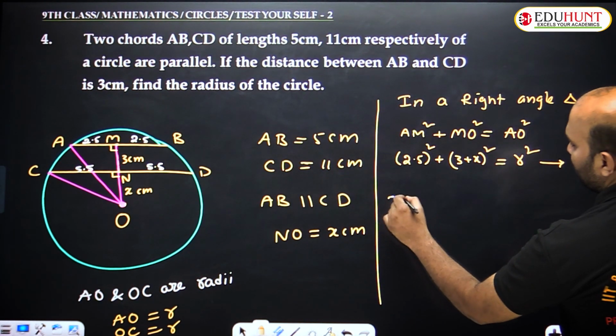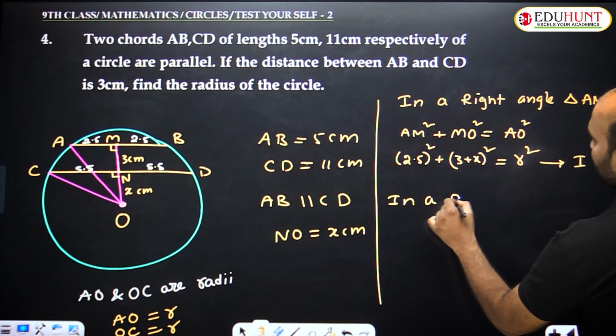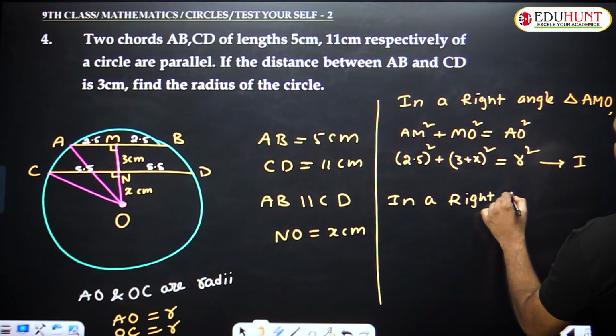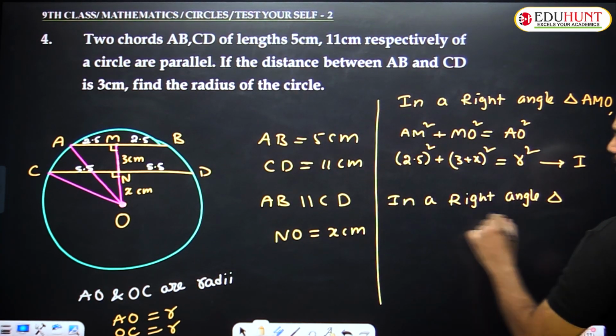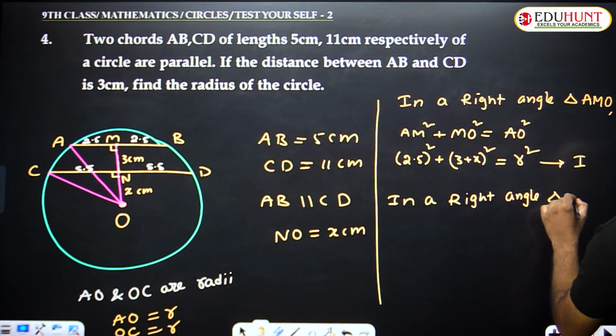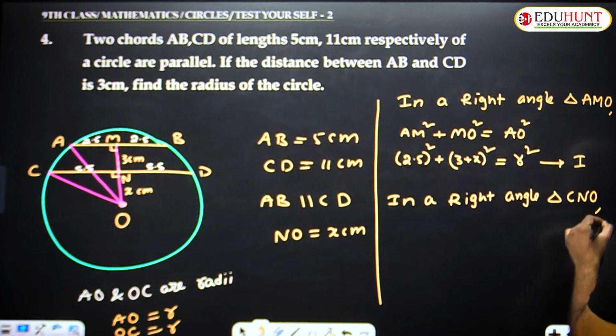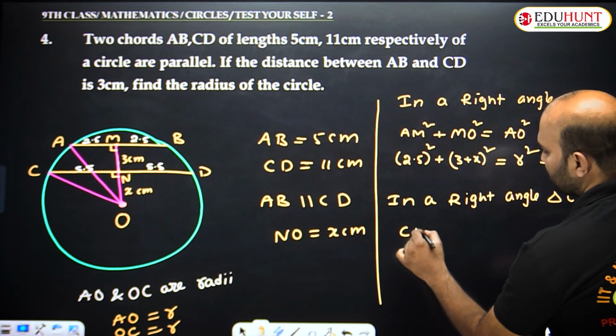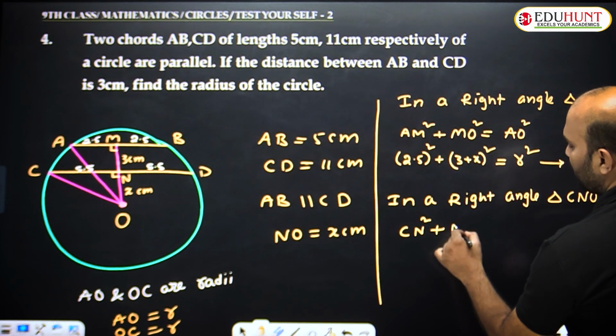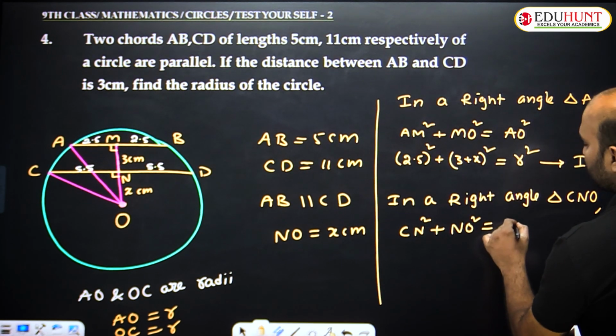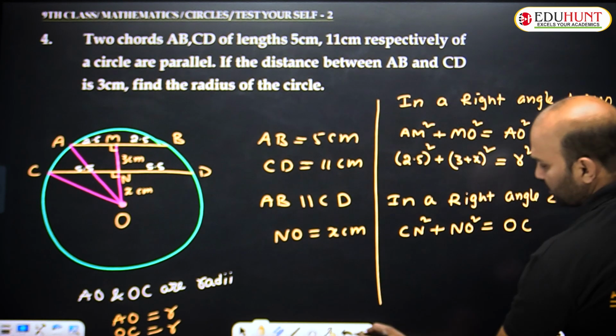So for the other triangle, the right angle triangle CNO, according to Pythagoras law, CN square plus NO square equals OC square, that is CO square.